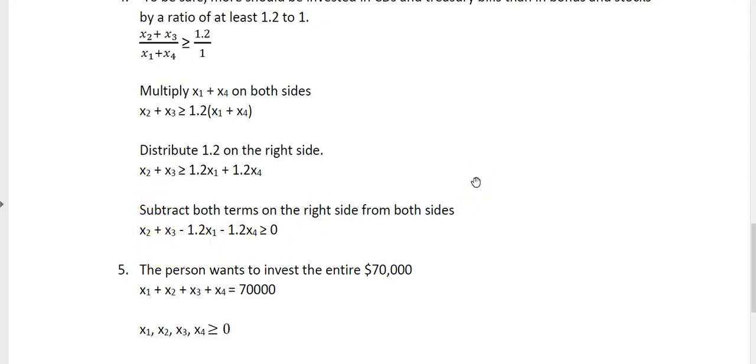Our last constraint, the person wants to invest the entire $70,000. The entire investment is how much is invested in 1 plus 2 plus 3 plus 4. Entire $70,000 means exactly equal to. Okay, and we have our constraint that amount invested has to be greater than or equal to 0.